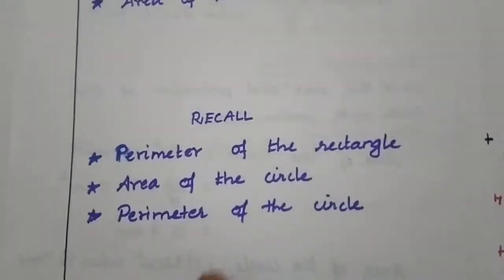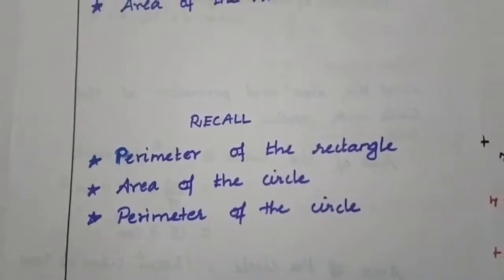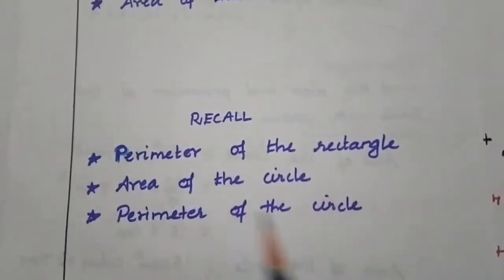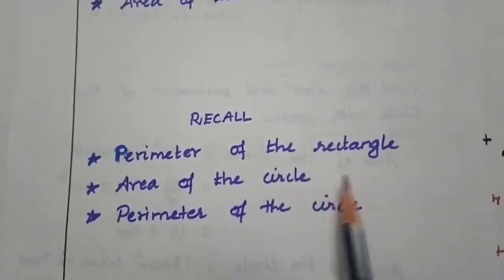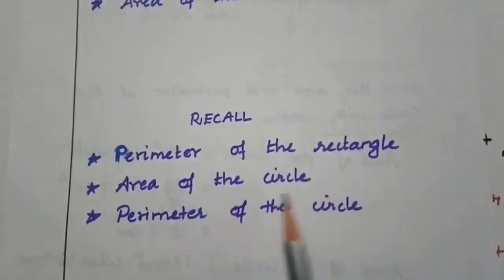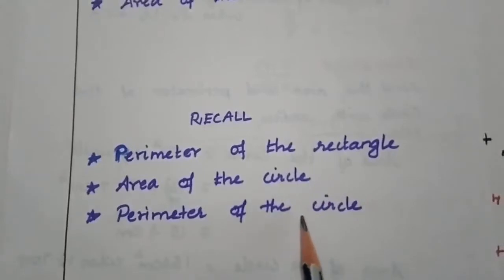Let us recall what we have learnt in today's session. So we have learnt value of an algebraic expression based on perimeter of the rectangle, area of the circle and perimeter of the circle. What's the formula to find the perimeter of the rectangle? Yes, 2 times of length plus breadth units. What's the formula to find the area of the circle? Yes, pi r square, square units. What's the formula to find the perimeter of the circle? Yes, 2 pi r units.